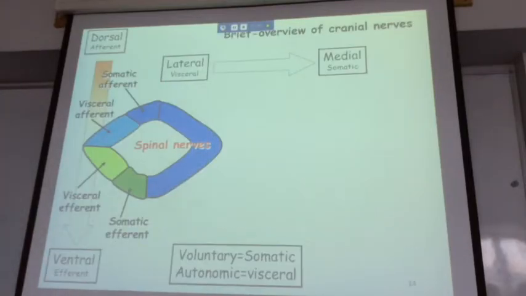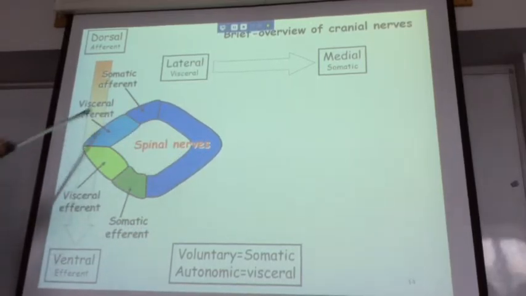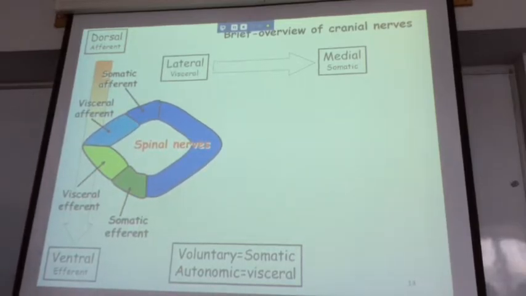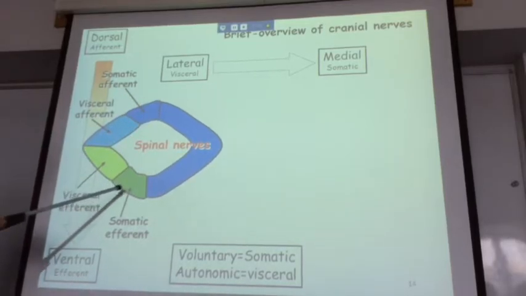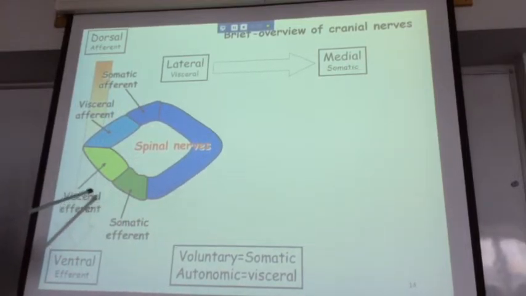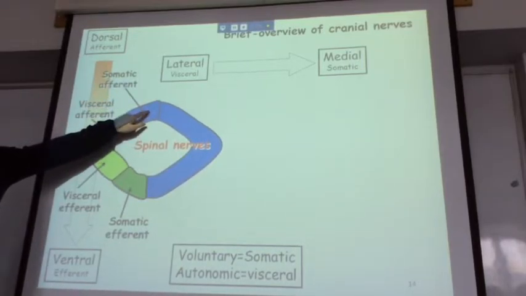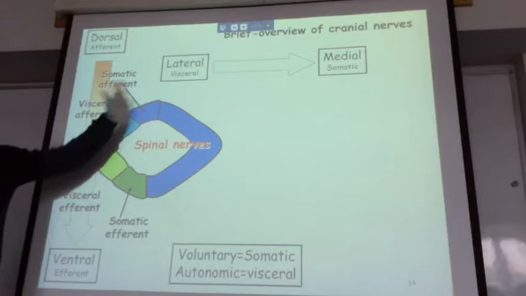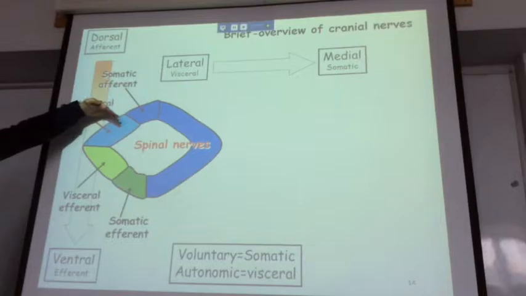Okay, so I've got a couple of slides, or maybe one more slide on the cranial nerves. Yes, it says spinal nerves, but it's because it's going to give you an analogy to the cranial nerves. There's a general principle all the time, as I said, that the sensory information goes into the dorsal part of the spinal cord, and the motor stuff comes out of the ventral bit of the spinal cord, and of course this is symmetrical. Within that, you also have the pattern that the somatic, voluntary stuff is the most medial, and the visceral, the so-called autonomic stuff, is the more lateral.